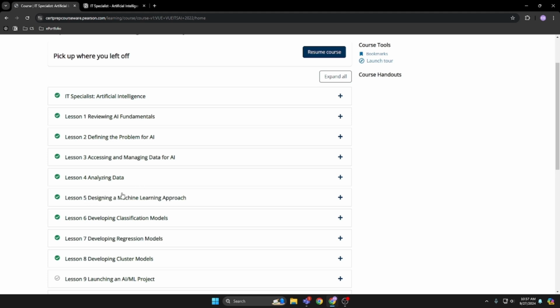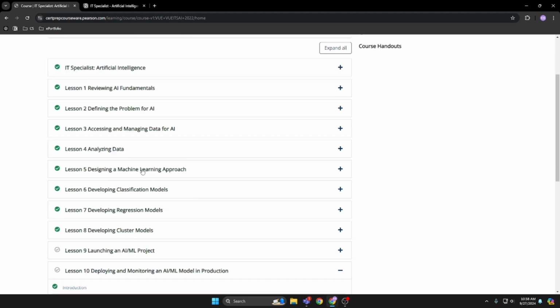And then designing a machine learning approach, which was about making sure that your project allows for AI or machine learning to be used with it, and making sure that your problem is geared towards what machine learning can help you with.